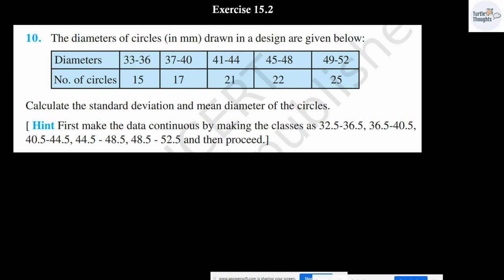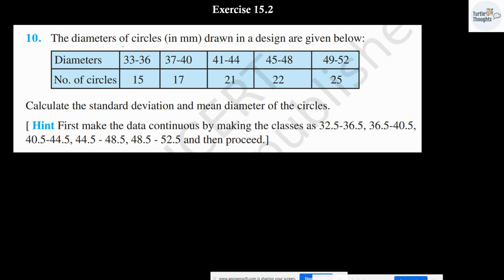Question number 10. The diameter of circles in millimeter drawn in a design are given below. The diameter is given, number of circle is given. Calculate the standard deviation and mean diameter, mean of the circles. Okay, so there is one hint also given. First, make the data continuous by making the classes as 32.5 to 36.5, 36.5 to 40.5, 40.5 to 44.5, and so on.